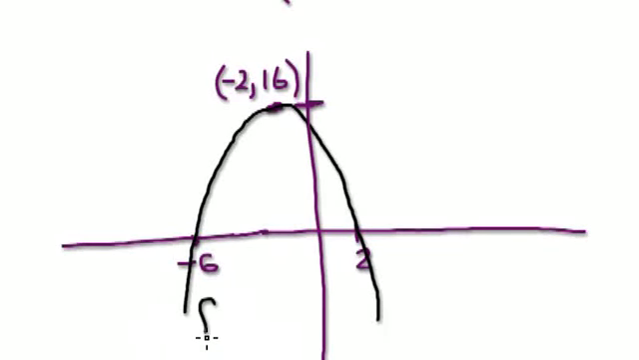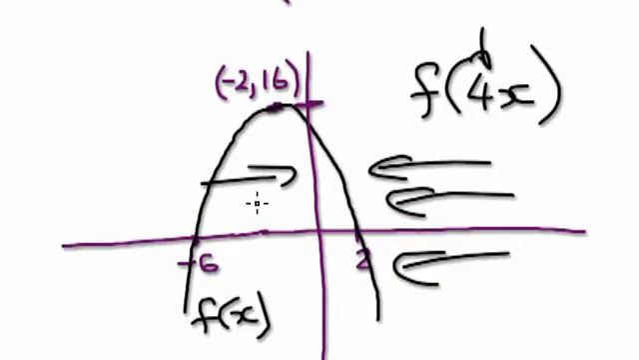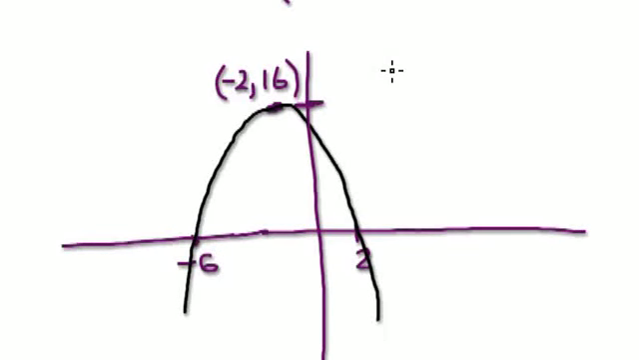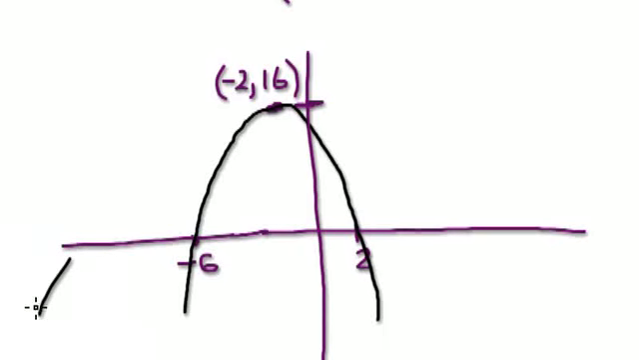This line here is f of x. The question is, what does f of 4x look like? Remember, when the 4 is on the inside, everything will get squeezed inwards. So sketch f of 4x. What does that look like? And also come up with an equation for this function. Press pause and have a go.